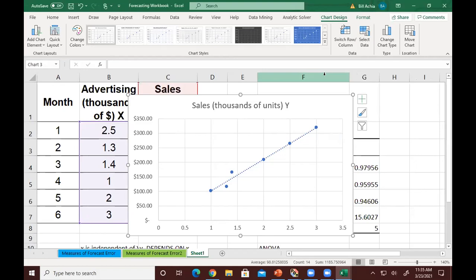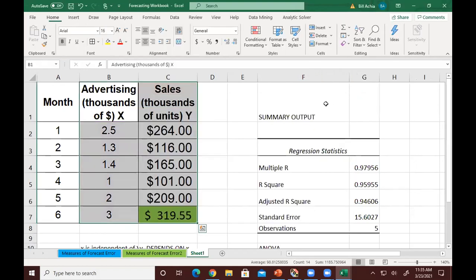The only difference is that unlike causal relationships, in time series your x-axis is just the time period that you have here. And you're basically trying to see, is there an increase in demand over a certain period of time? Here the question was, is there an increase in demand the more we spend on advertising?